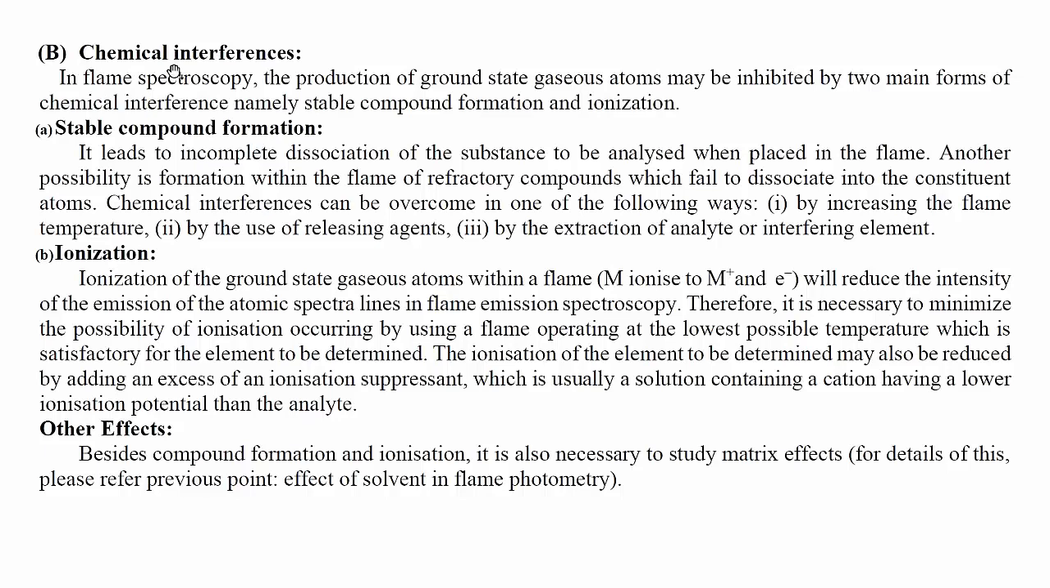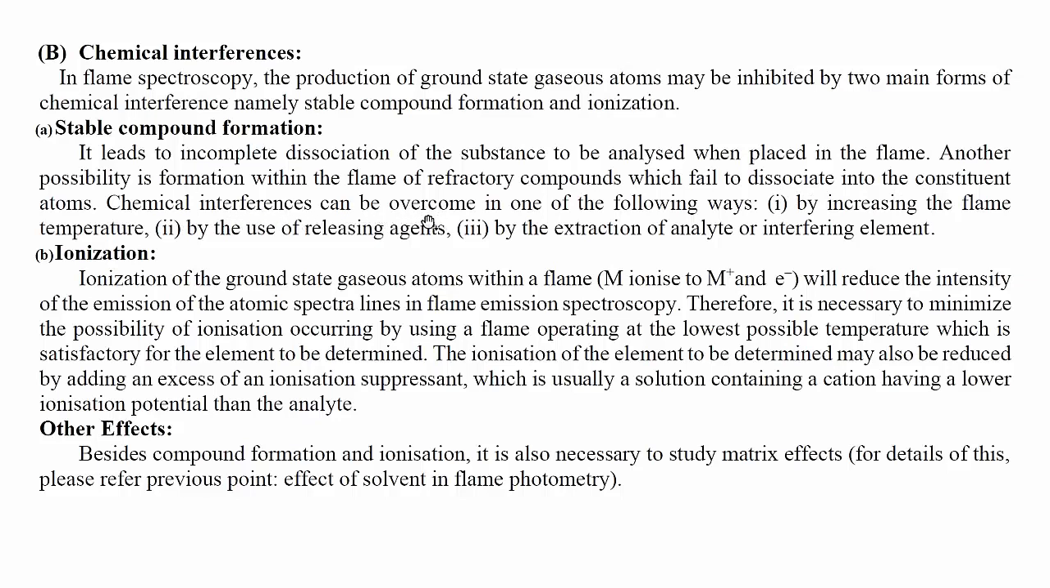B. Chemical interferences. In flame spectroscopy, the production of ground-state gaseous atoms may be inhibited by two main forms of chemical interference, namely stable compound formation and ionization. A. Stable compound formation. It leads to incomplete dissociation of the substance to be analyzed when placed in the flame. Another possibility is formation within the flame of refractory compounds which fail to dissociate into the constituent atoms.